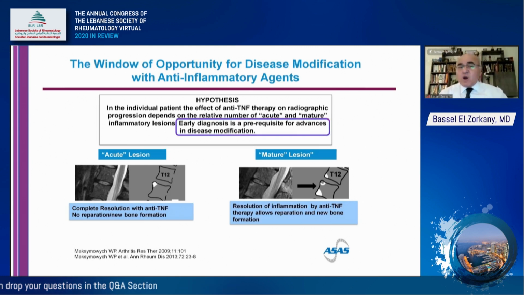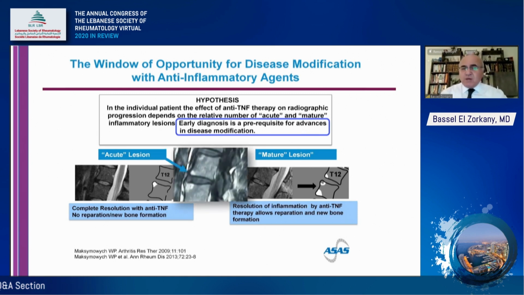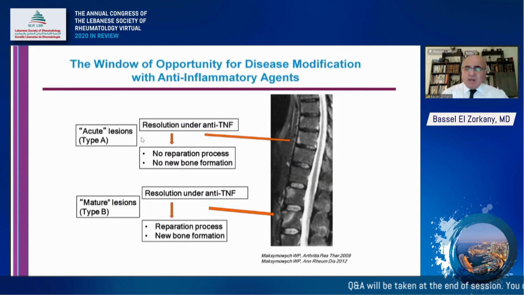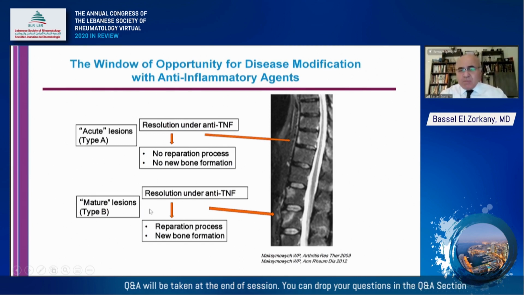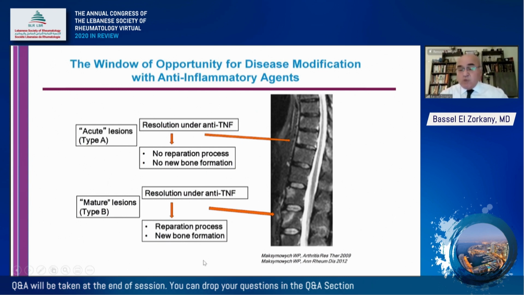But this requires early diagnosis as a prerequisite for advances in disease modification, because this is what we call the acute lesions, and this is what we call the mature lesion. This MRI is from one of my patients. And if you treat the patients while in the acute stage, there could be no reparation process, no new bone formation. And in the mature lesion, unfortunately, there can be new bone formation. So if you start early, it could be much more advantageous. But this is a theory.